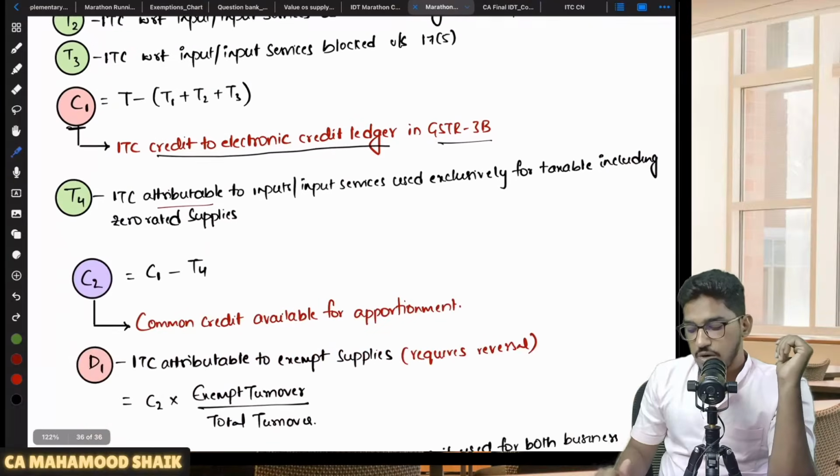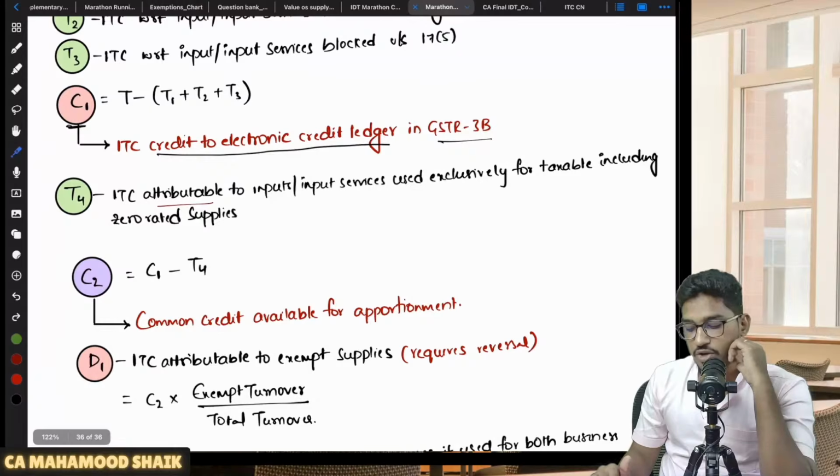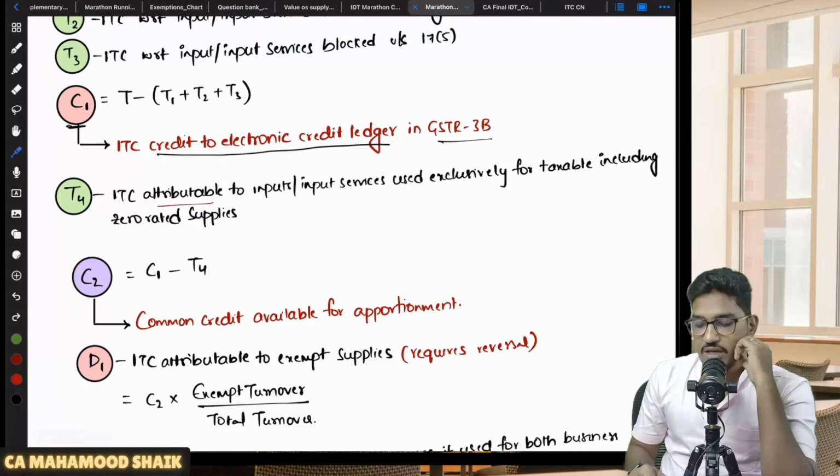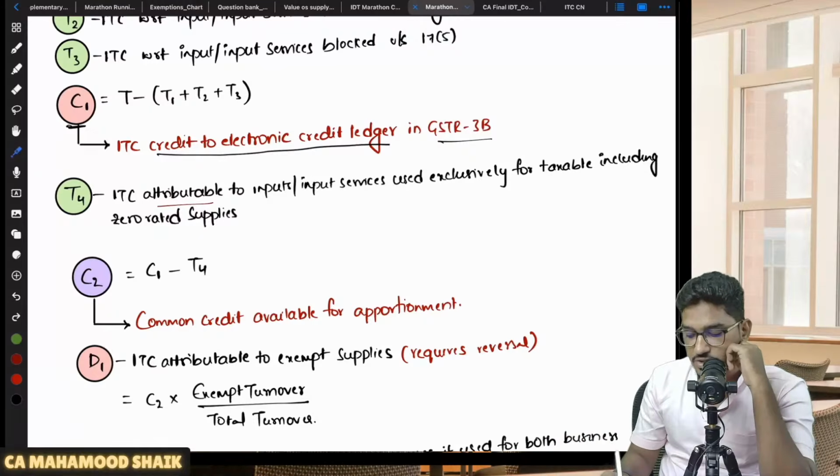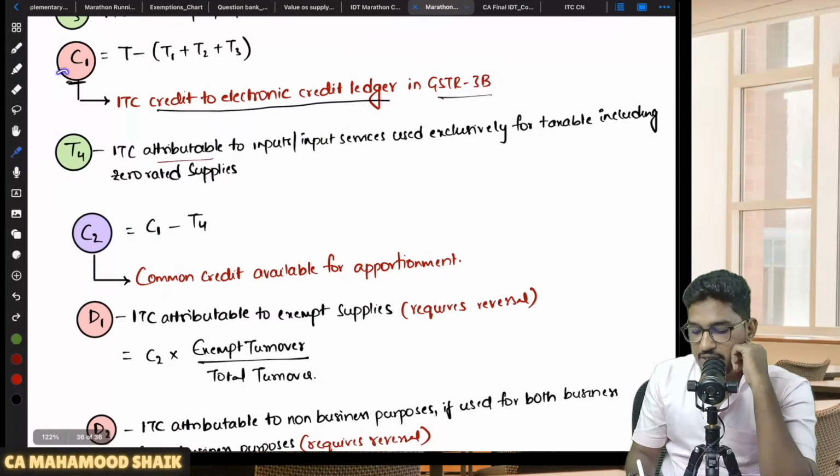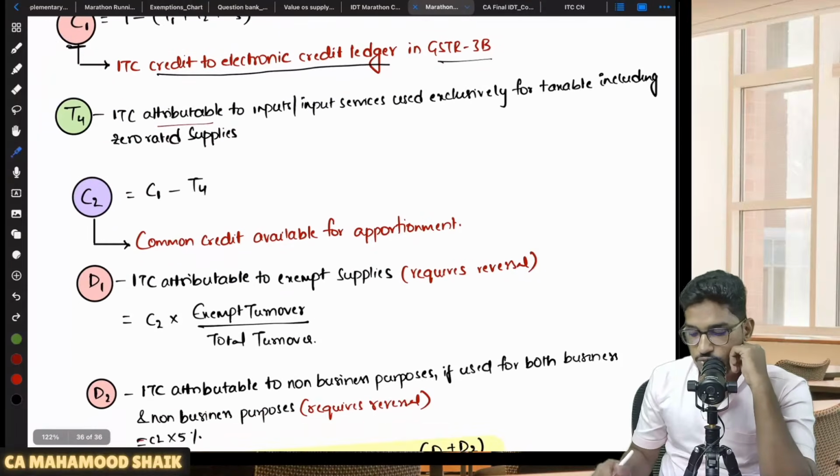From that, I have to take out common credit for apportionment. Sir, how to find out common credit? From C1, take out T4. What is T4? ITC attributable to inputs or input services used exclusively for taxable supplies, including zero rated supplies. This is something which I am fully eligible for. I am calculating the common credit which I have to apportion, so from C1, take out this T4, and you will get C2, the common credit.